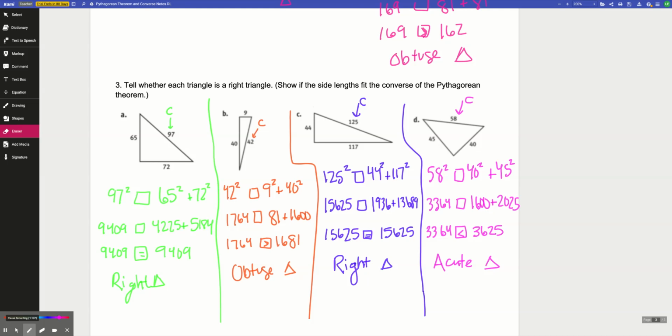Okay, the key thing to remember with converse of the Pythagorean theorem especially is it's all about what the relationship is with the squared hypotenuse, right? The longest side is the most important. If it's equal, it's a right triangle. If that particular side is the greater side when you plug it into the converse Pythagorean theorem, it's an obtuse triangle. Less than, it's an acute triangle.